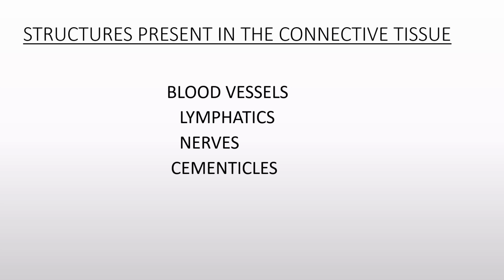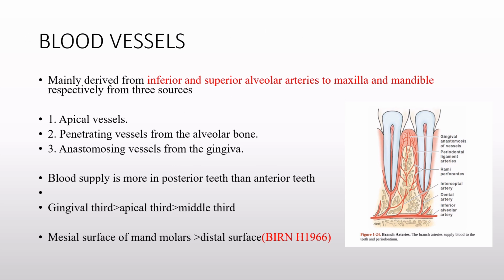And the structures present in the connective tissue include the blood vessels, the lymphatics, nerves, and cementicles. Coming to the blood vessels present in the periodontal ligament, mainly the blood vessels are derived from the inferior and superior alveolar arteries to the mandible and the maxilla respectively, from three sources, which include the apical vessels, the vessels penetrating from the alveolar bone, and the anastomosing vessels from the gingiva. And the blood supply is more seen in the posterior region than the anterior.